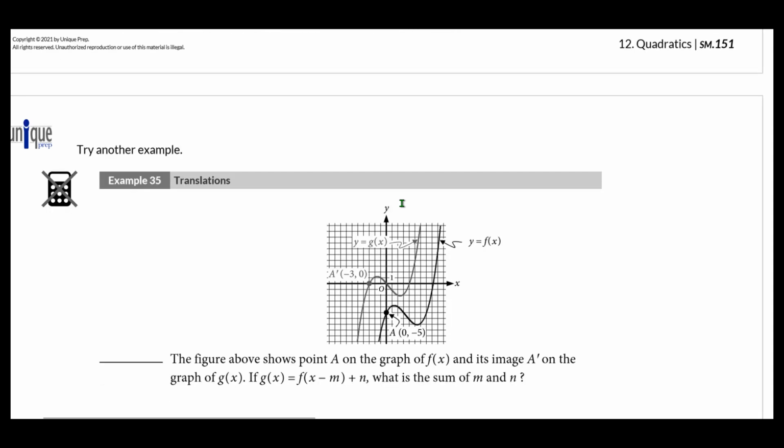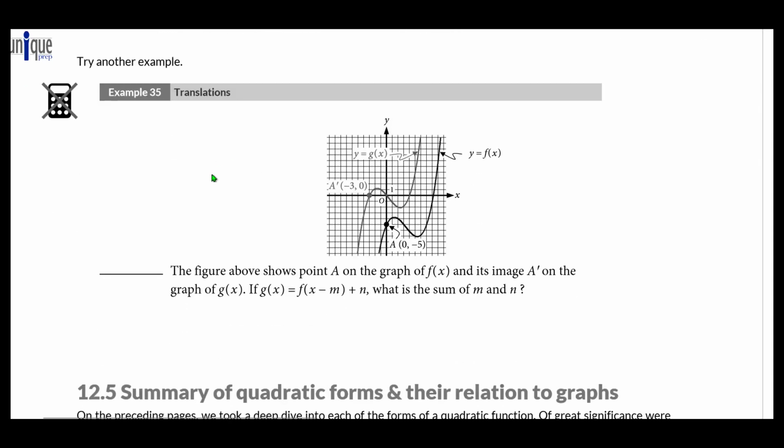At the top of the next page, example 35. Let's go ahead and read through this. If you want to try it on your own, pause the video and try it out. The figure above shows point A on the graph of f of x and its image A prime on the graph of g of x. Okay, fine. So what do we have? We have f of x here, the black one, and then we have g of x there, the gray one. If g of x equals f of x minus m plus n, what is the sum? We need the sum of m and n.